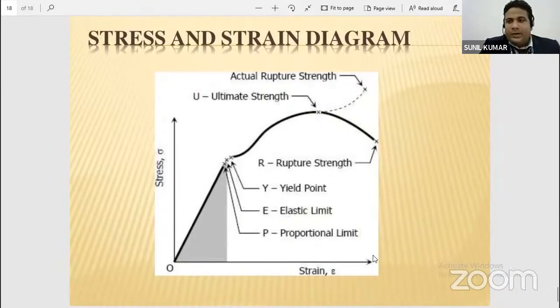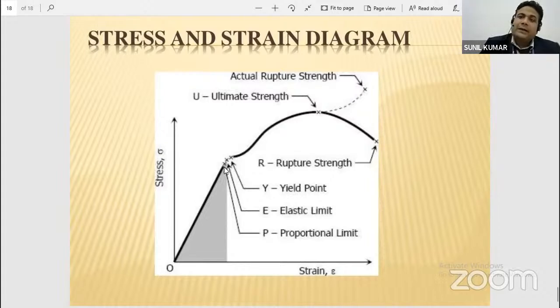The curve is plotted between stress and strain. This initial point 0 to this point is called the proportionality limit. Proportionality limit means here stress is directly proportional to strain. It means the values of stress and strain are equal at these points. If you plot on any axis, the values of x and y will be the same. So up to this proportionality limit, Hooke's law is valid. From point 0 to this point, Hooke's law is valid.